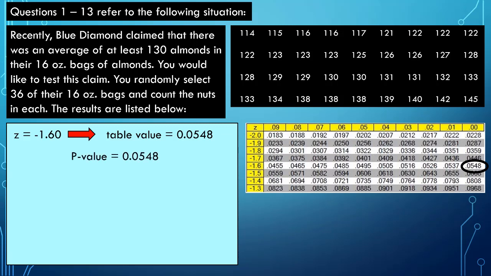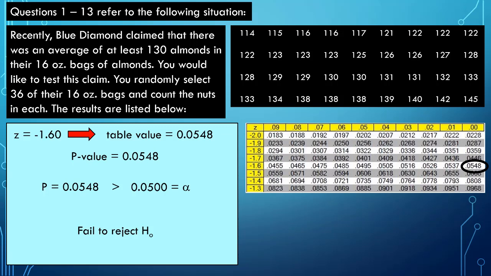So p equals 0.0548. To make our decision in the hypothesis test, we have to do our p-value decision rule, which is basically a comparison between p and alpha. So p is 0.0548 and alpha is 0.05. We add a couple zeros to make the decimals the same length, which makes it easier to tell which one's bigger. And in this case, p is greater than alpha. According to the p-value decision rule, if p is greater than alpha, we fail to reject H0.